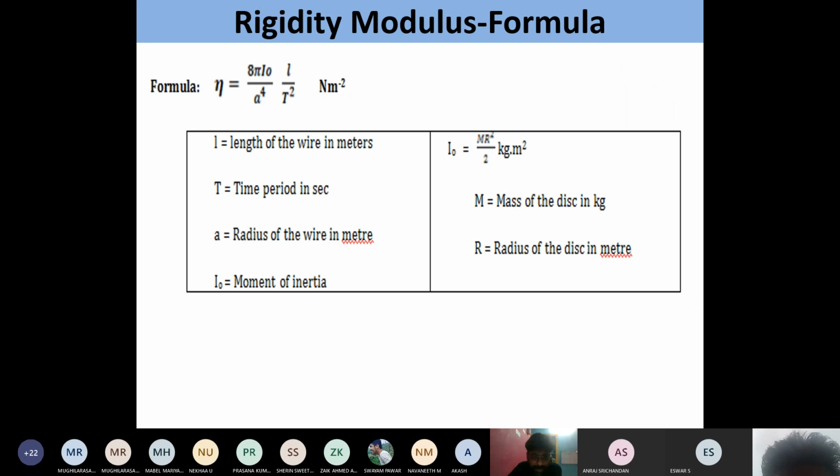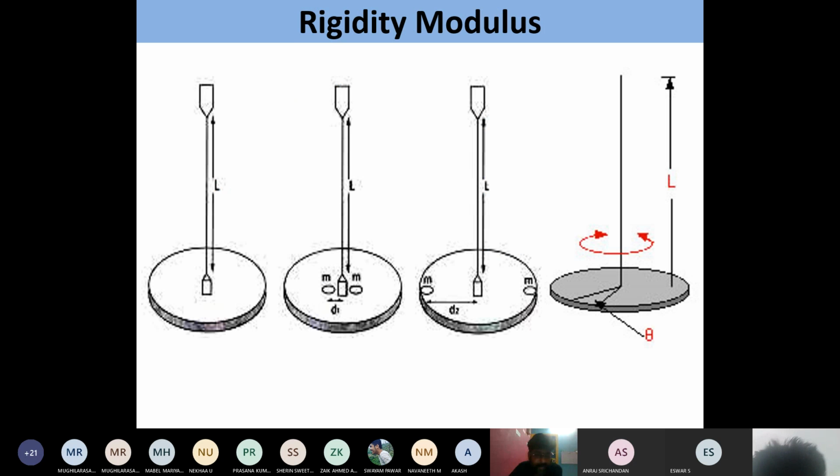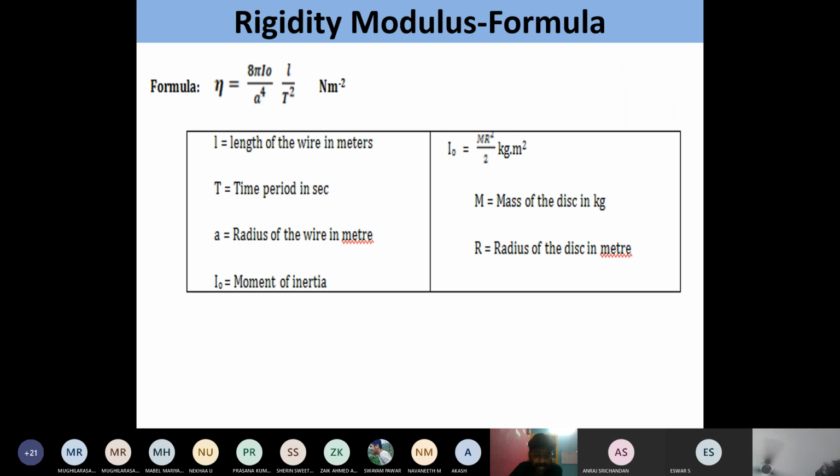This is the formula for the rigidity modulus: 8 pi I naught L by a power 4 t square. 8 pi is a constant. I naught is the moment of inertia, which is calculated with the formula M r square by 2. L is the length. We are going to vary the length of the wire: 50 centimeters, 55 centimeters, 60 centimeters. Like this, we vary the length. T is the time period.